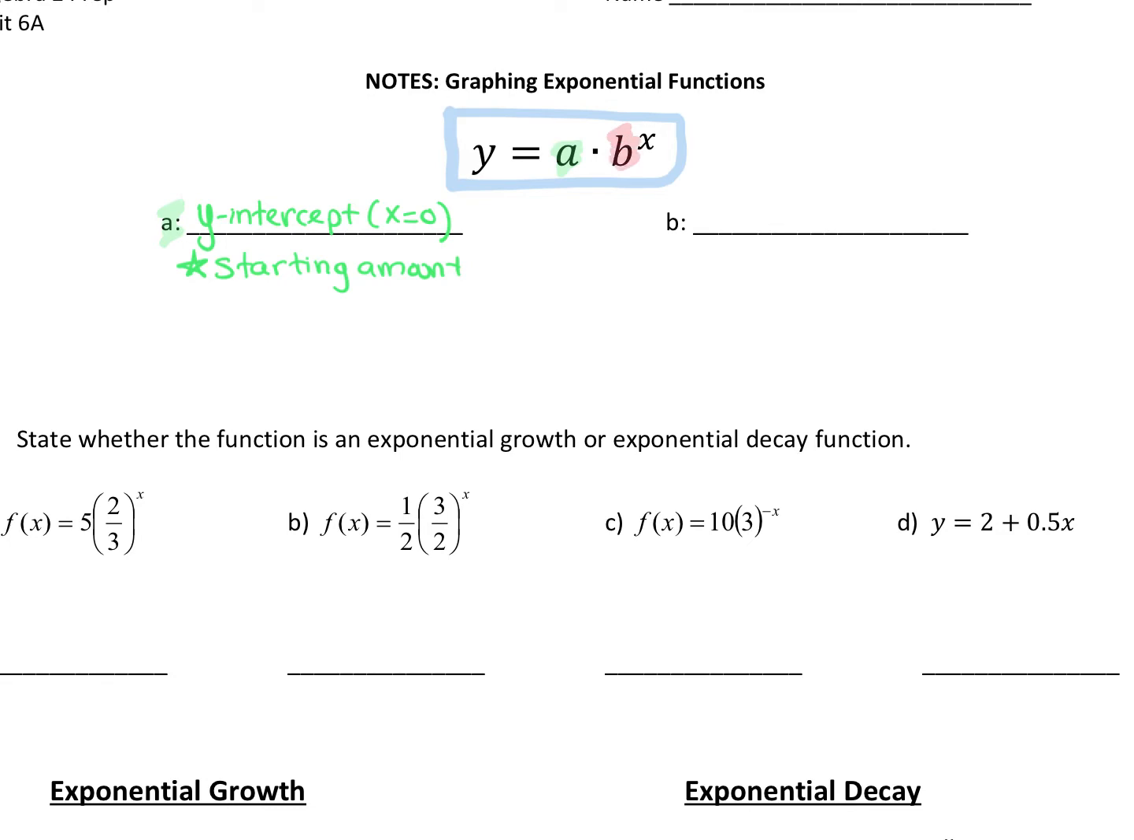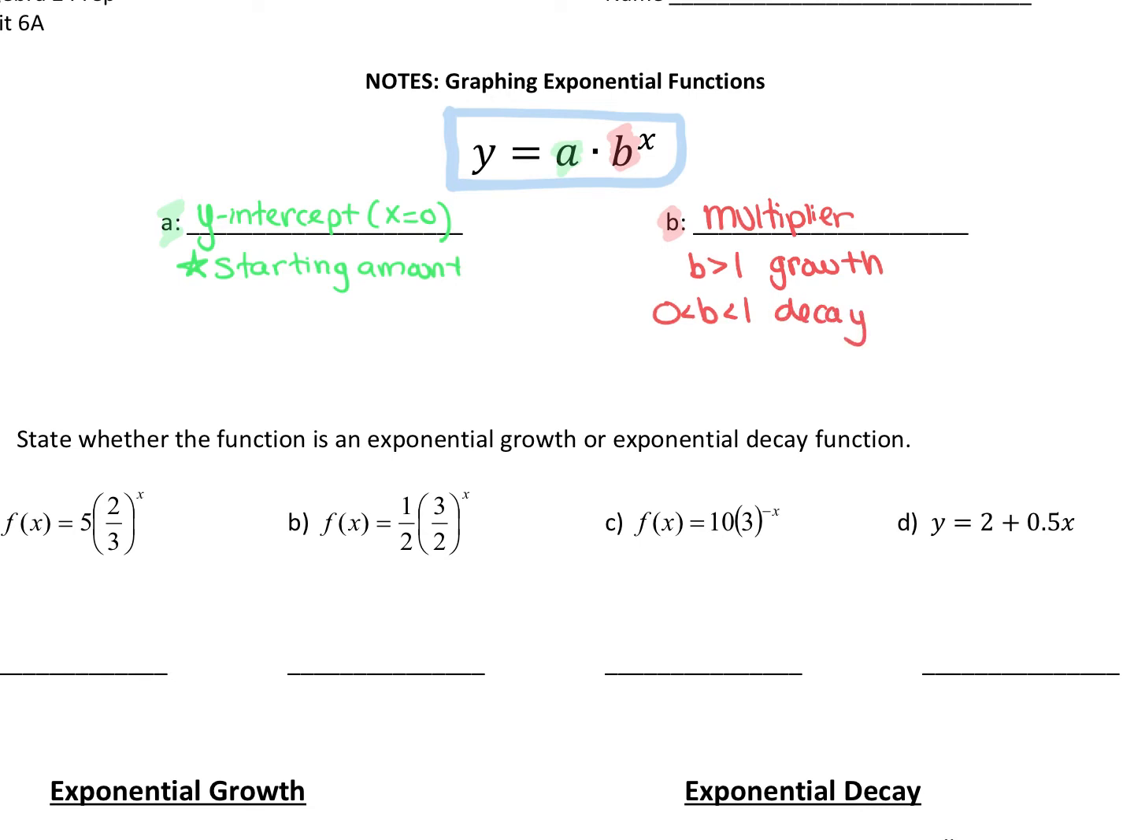Our b value is our multiplier. So it's how we're growing or decaying as an exponential function. So if our b is greater than 1, that means this is an exponential growth. If our b is less than 1 but bigger than 0, that means the model is exponential decay.